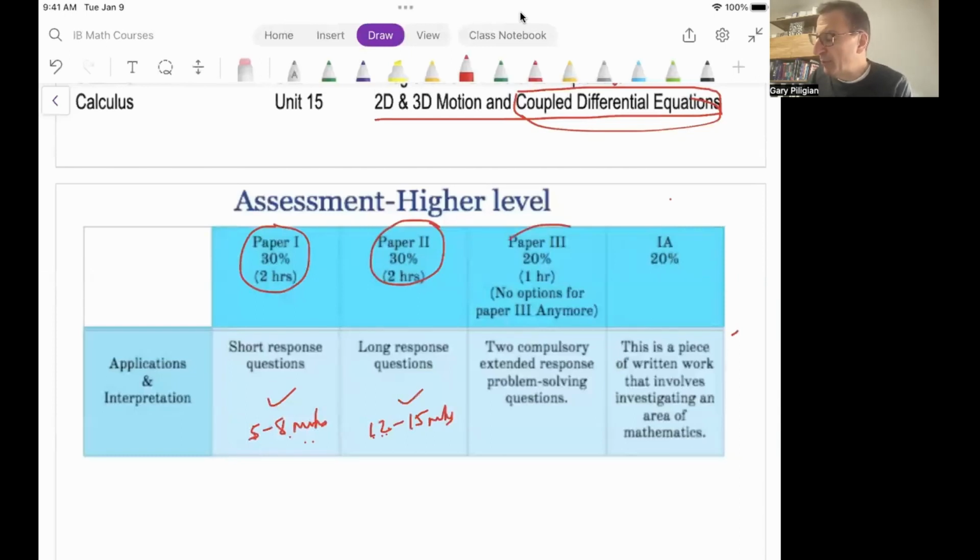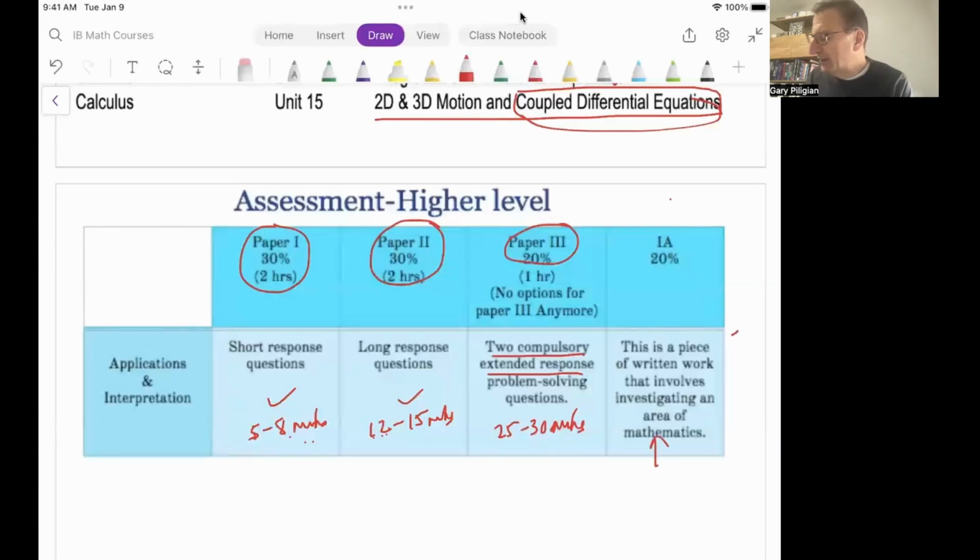And then there is a paper 3, which is a calculator paper, and like the analysis HL course, it's 2 extended response questions. They're both like 25 to 30 marks each. And there are multiple parts to those problems.